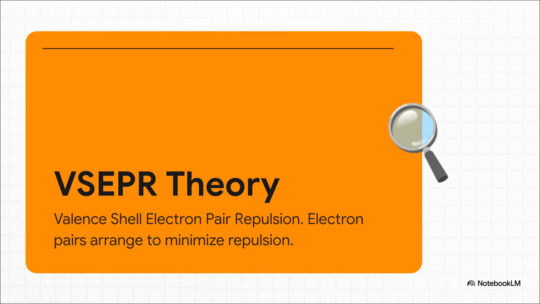All those pairs of electrons in the bonds, they're all negatively charged. And what do negative charges do? They repel each other. They push each other away to get as much personal space as they possibly can. This one simple rule is the architect for everything, from simple molecules to the massive complex shapes of proteins and even the DNA in our cells.